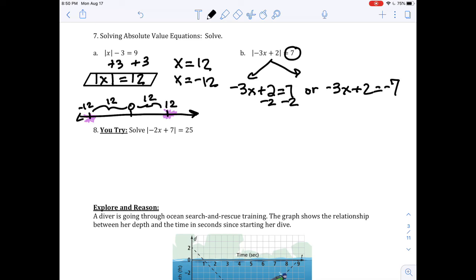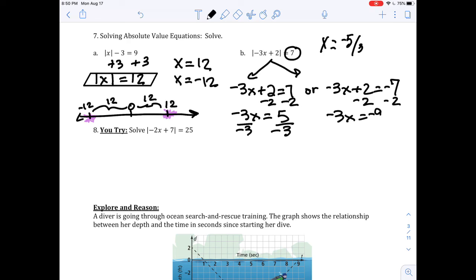Okay, now we just solve. So subtract 2, negative 3x equals 5. Divide by negative 3, divide by negative 3. So my first solution is x equals negative 5/3. Subtract 2, negative 3x equals negative 9, x equals 3. So my 2 solutions. So now we have equations that have 2 solutions. When you did the Delta Math review, you worked with equations that had 1 solution.